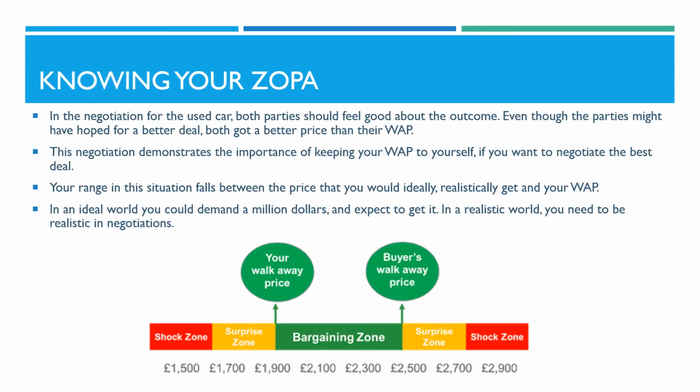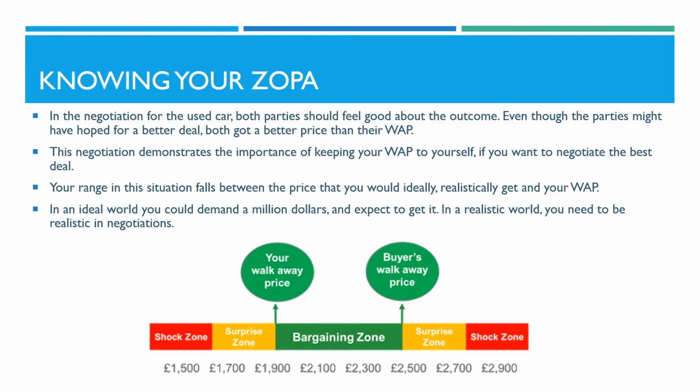In the negotiation for the used car, both parties should feel good about the outcome. Even though the parties might have hoped for a better deal, both got a better price than their WAP. This negotiation demonstrates the importance of keeping your WAP to yourself if you want to negotiate the best deal. Your range in this situation falls between the price that you would ideally, realistically get and your WAP.